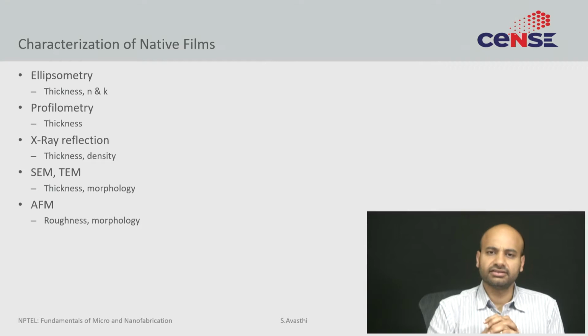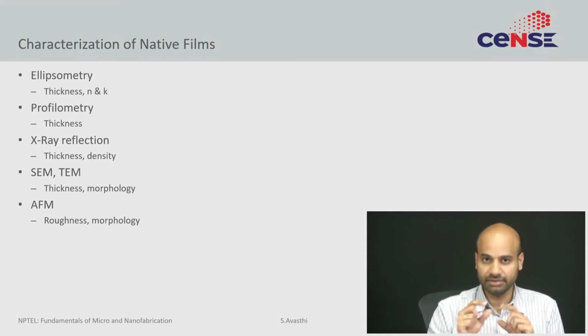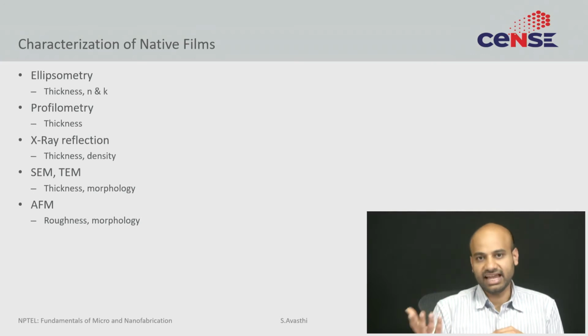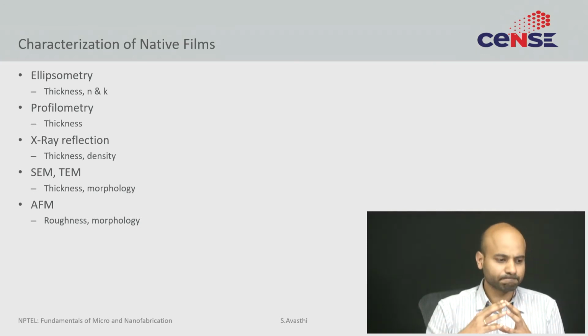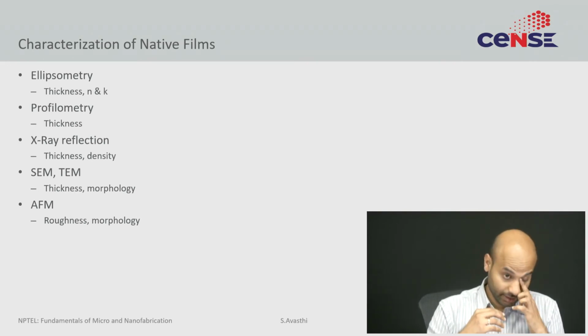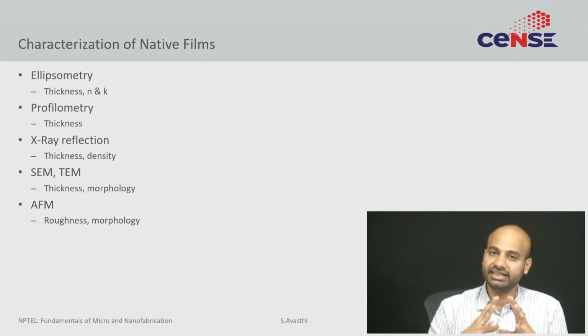For very small thicknesses, people have also used X-ray reflection, which is very accurate at giving you surface roughness and density measurements. TEM and SEM obviously for looking at the cross section, looking at the morphology, looking at the stacking faults, looking at dislocations, looking at the interface in great detail, and AFM for roughness and morphology. So, with that we come to an end with native oxides. In the next lecture we will start tackling the more complicated subject of chemical vapor deposition.